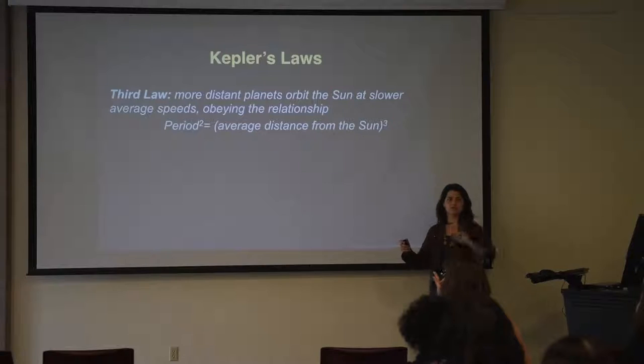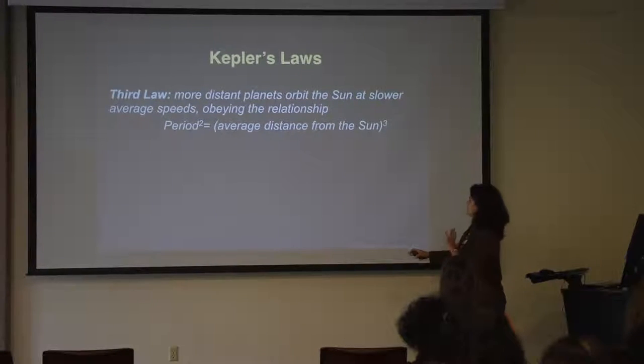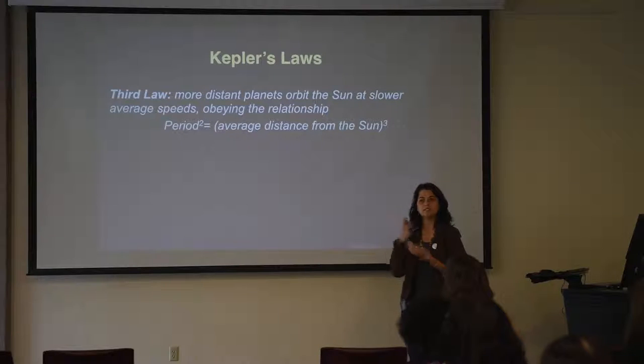Imagine that I'm teaching you this part of the class, Kepler's third law. More distant planets orbit the sun at a slower average speed, obeying the relationship. You might be able to write it down. I'm giving you the slides later. But you don't have time actually to process that information.